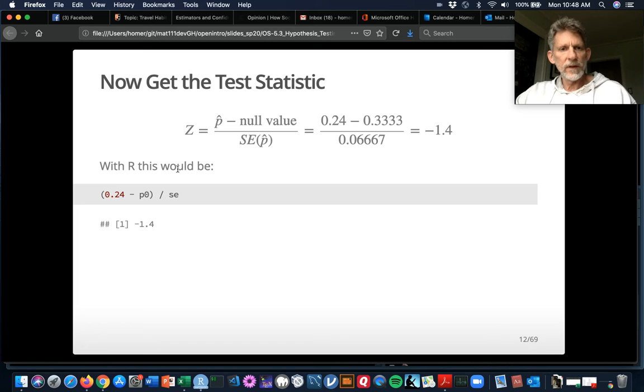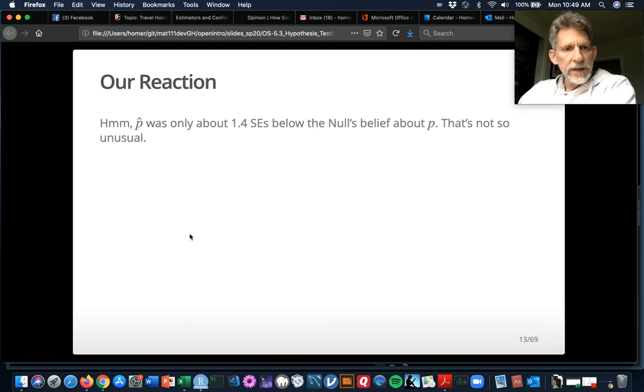Now we can get the test statistic. Remember, it's gotten by taking our sample proportion, subtract off the null value, divide by the standard error we just found. And so if you were entering into a calculator, you'd be doing 0.24 minus 0.333 over 0.06667. And you get around minus 1.4. Now, since you're working in R and using R like a calculator, you just have to do 0.24 minus p0 divided by the SE, and you get your minus 1.4. So that means that our sample proportion was about 1.4 standard errors below the null's belief about what p is. And remember, for us, our standard of what's unusual is that the z-score be more than 2 or less than minus 2. So our results are not so unusual.